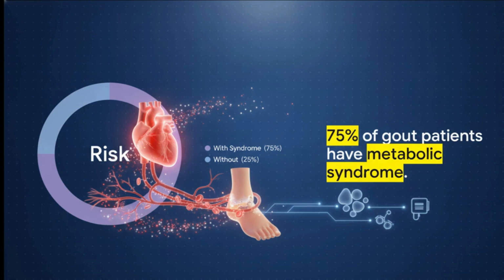But there is a massive, silent threat we absolutely need to highlight here. 75% of people with gout also have metabolic syndrome. Gout isn't just a painful toe, guys. It is a giant, flashing warning sign for your overall cardiovascular health. The presence of gout means a significantly higher risk for cardiovascular disease down the road. It's a huge why this matters moment for anyone managing this condition.